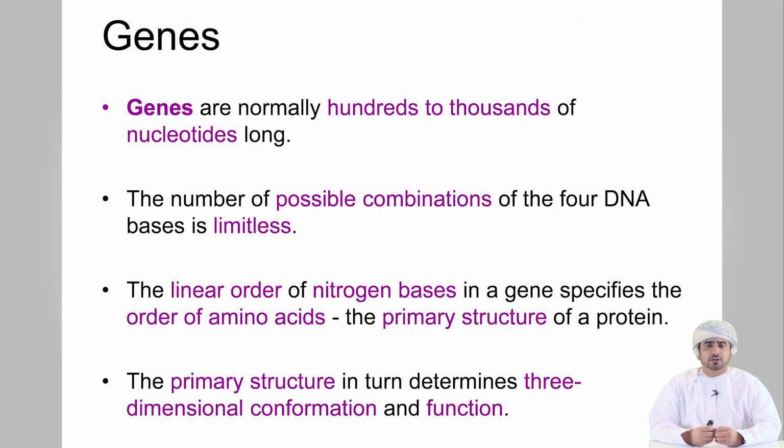The linear order of these nitrogen bases in a gene then specifies or directs what we call the primary structure of a protein. The primary structure of a protein, which is basically the sequence of amino acids, then directs the 3-dimensional conformation of the protein, which in turn directs its function.